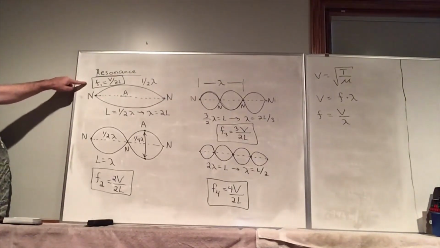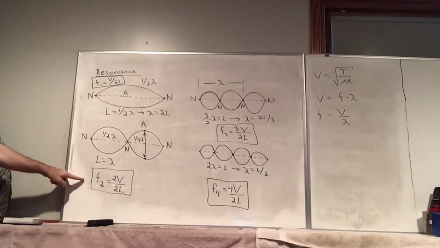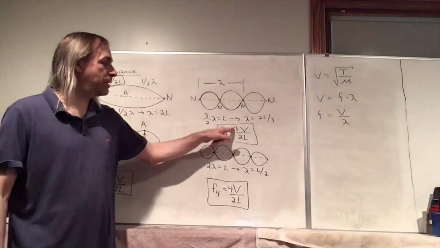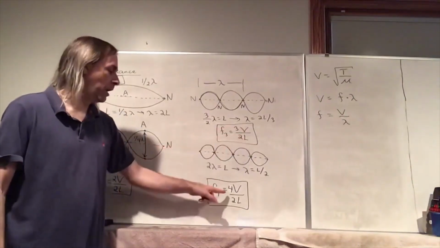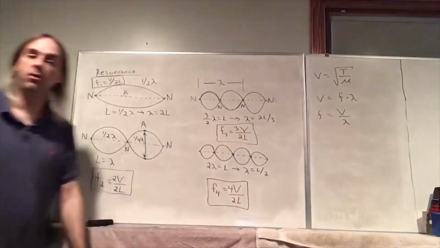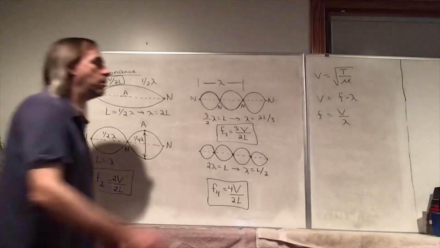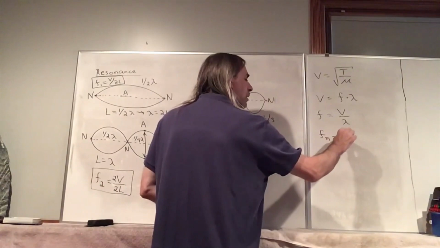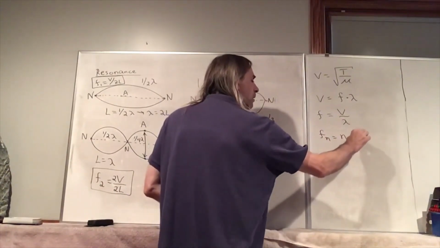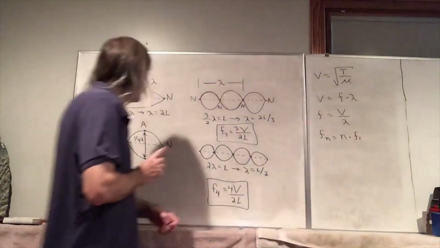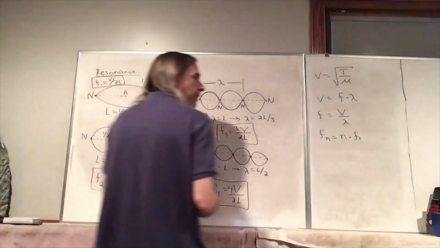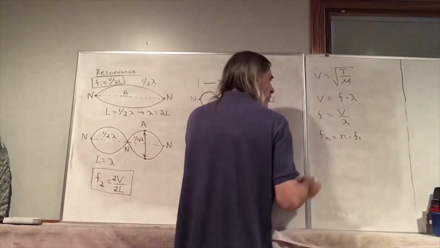F1 is V over 2L. F2 is 2 times V over 2L. And F3 is 3 times V over 2L. And then we have 4 times V over 2L. In general, we can say that Fn is n times F1. So we need to know the fundamental frequency. Let's start with that. We don't really need this anymore.